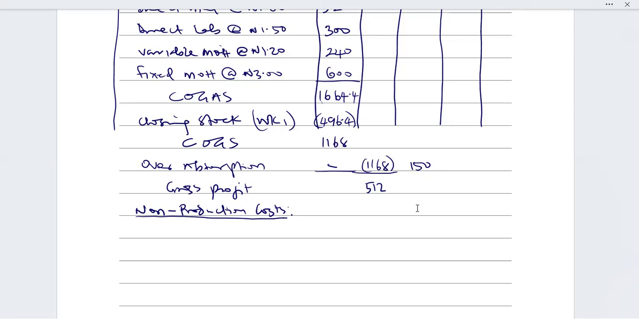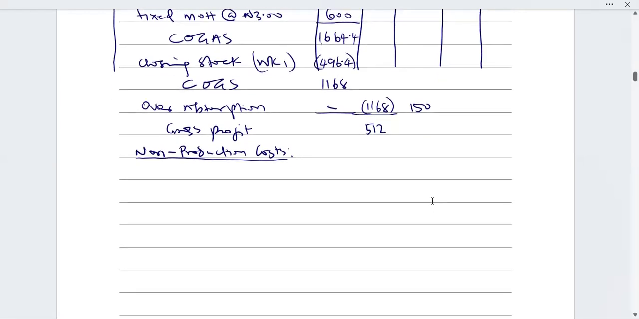You can also have fixed selling and distribution expenses. You can have fixed admin expenses. So whatever costs are given to you that are not related to production will come under the non-production cost. So let's go back to the question and identify if we are given those kinds of cost. When you look at the paragraph after the first table, we are told that variable selling and admin expenses amount to 50 kobo per unit. So let's go and account for that.